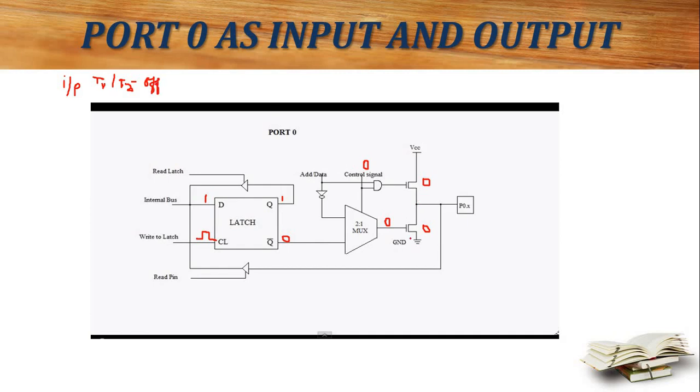If they are in the off state, what output will we get? We will get the output as 0. This is the working of the input pin. If it is 0, this will be open circuited, and in an open circuit current will not flow, so we get an output of 0. This is the input operation of port 0.